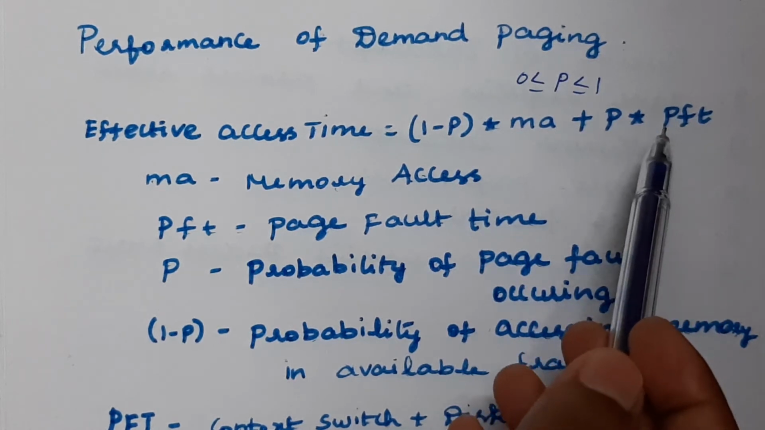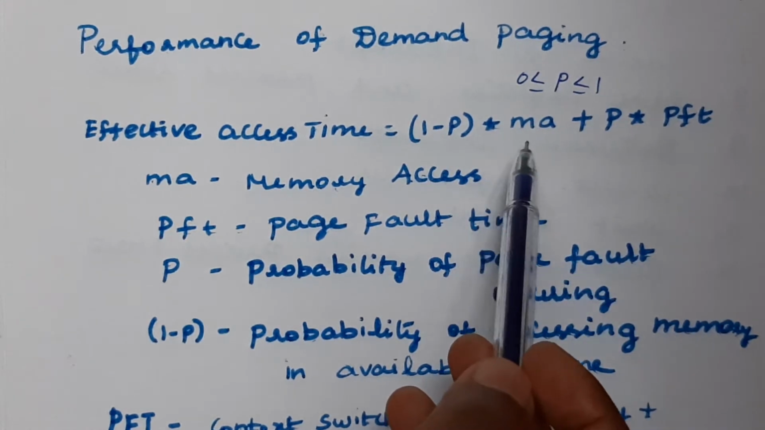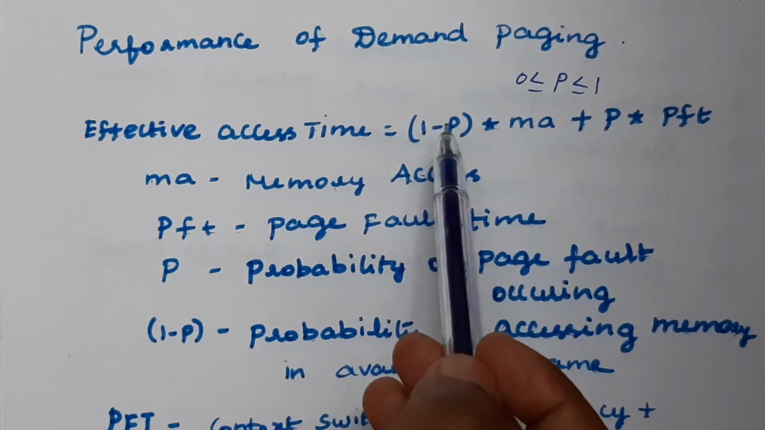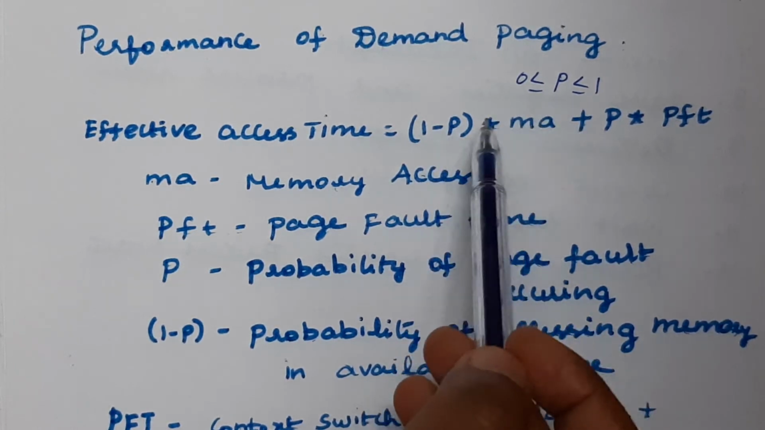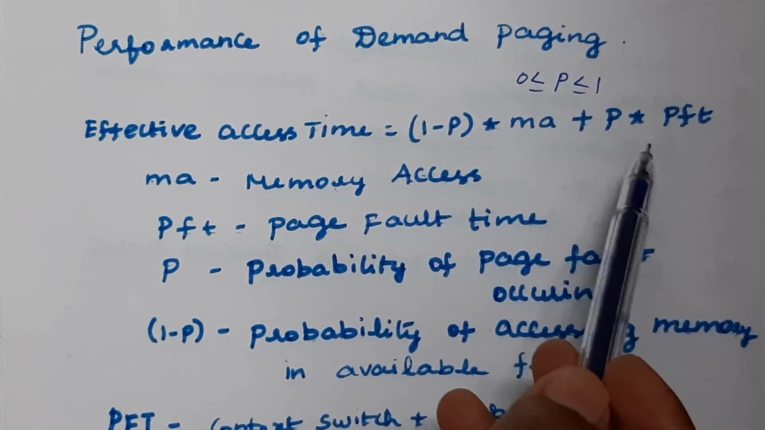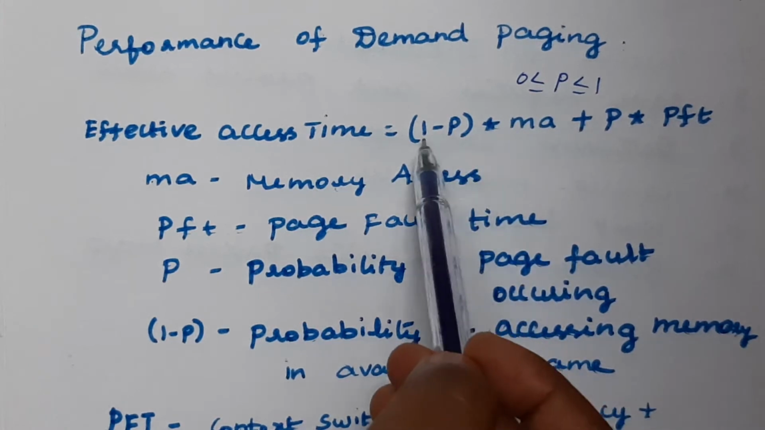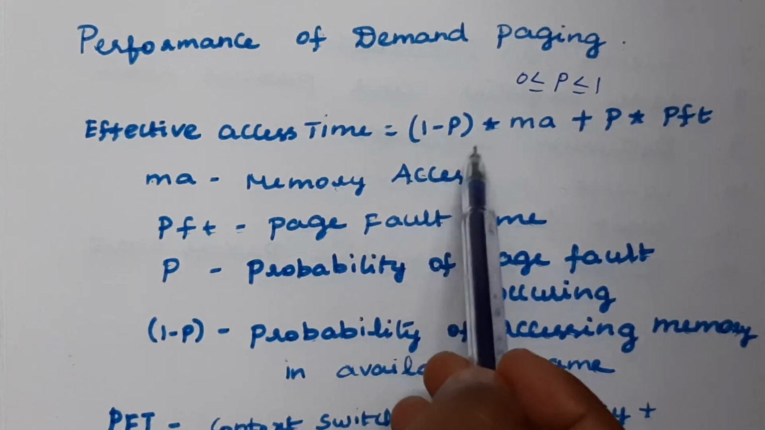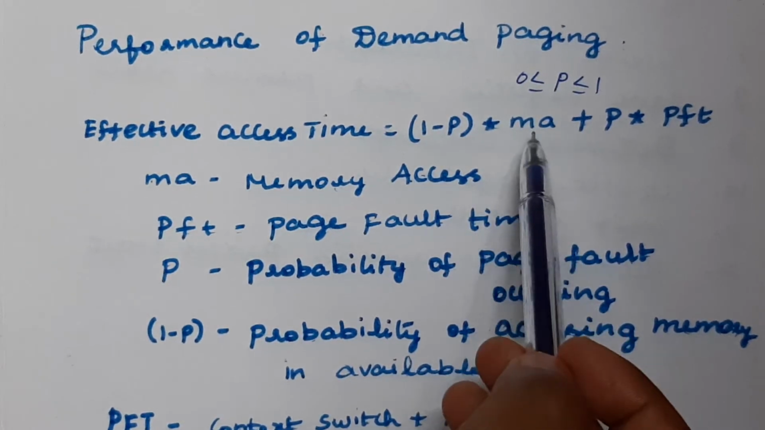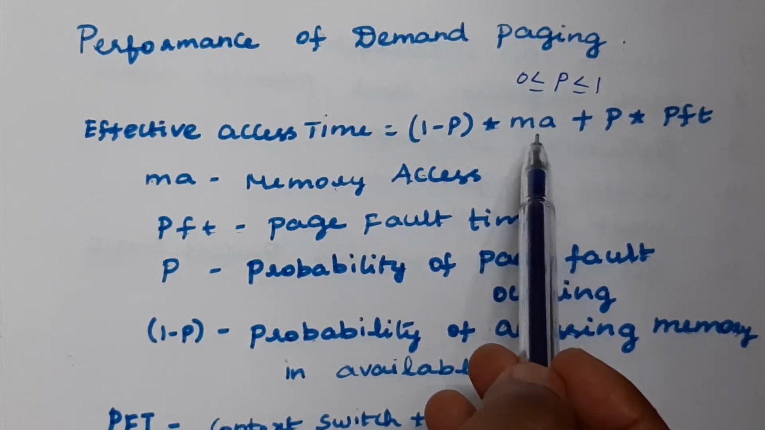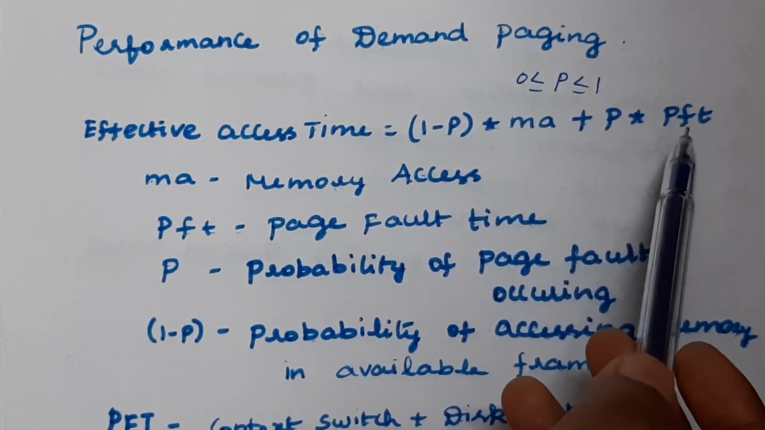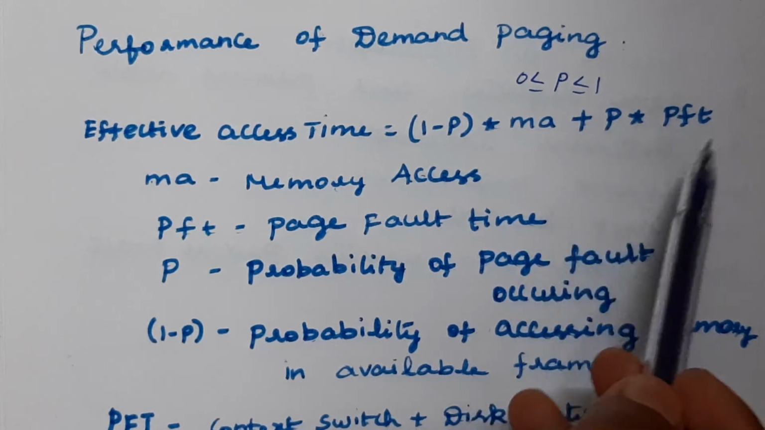Here it is given as page fault time. So if you don't get a page fault, then the probability, P means probability of getting the page fault. If you don't get a page fault, then we can represent it as 1 minus P, and what was the usual memory access time, that will be represented here. Suppose if you get a page fault, then P into page fault.